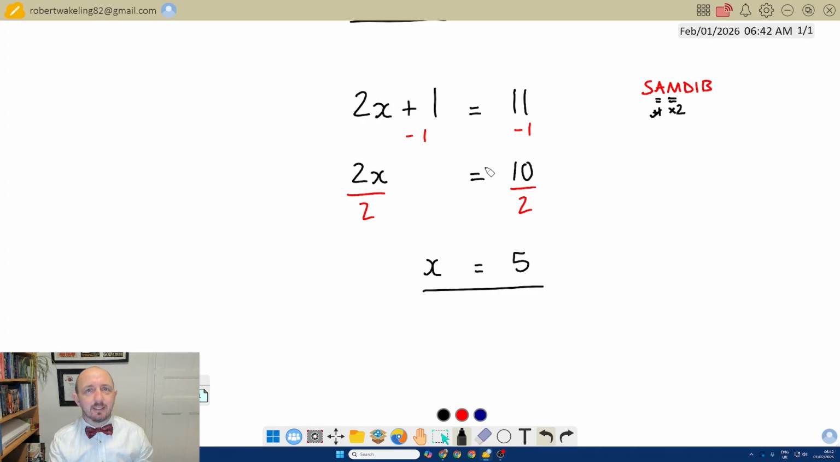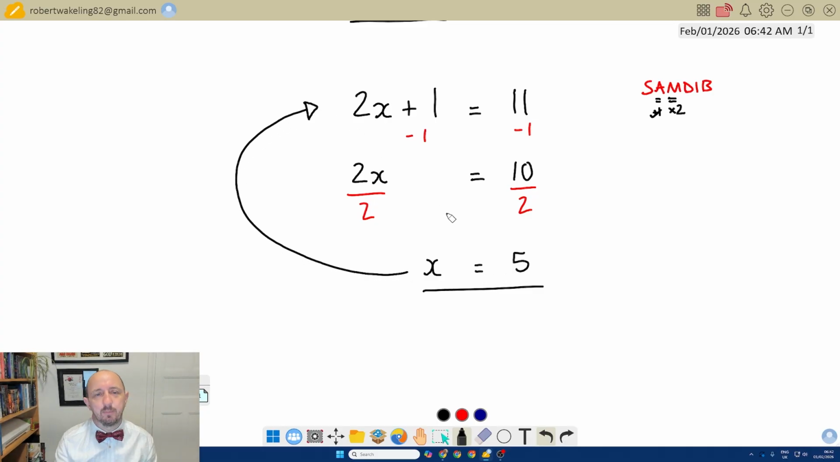Okay, and how I want you to start checking these, I'll show you on the calculator in another video, but we can take that x equals 5 and just quickly put it back into our original equation. 2x, 2 lots of x is 10, plus 1, yeah, that's 11. So a very quick and easy check to show that we've got this correct, and we can walk away from that question saying, yep, we've got those 2 marks.